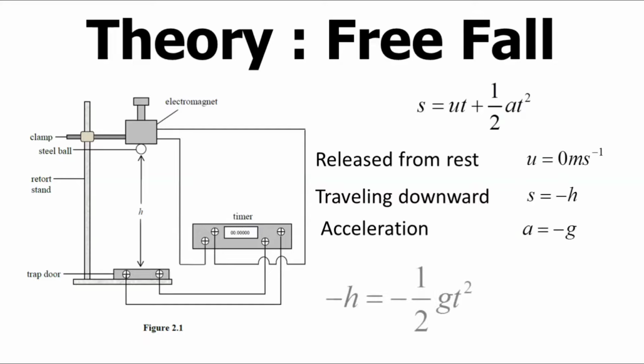Substitute all these values into the first equation. We have negative h equals half g t squared. We can cancel out the negative on both sides of the equation. This will leave us with h equals half g t squared.